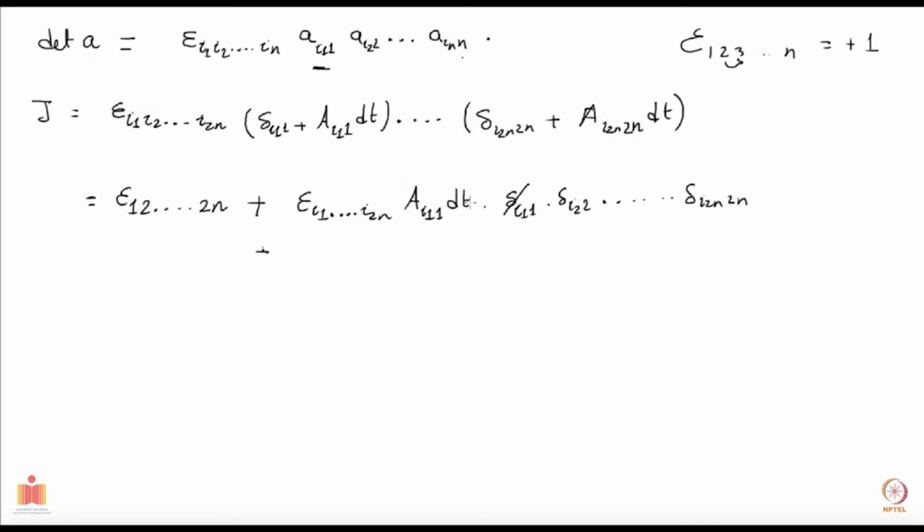I'll just pull out this term, because you see now, the next term which I'm going to write will again have an epsilon. It will have a corresponding A times dt, with this delta being removed, and you'll keep the rest. Let me write down plus epsilon I1 up to I2n, and then you will have A I2n 2n dt, and all these deltas.